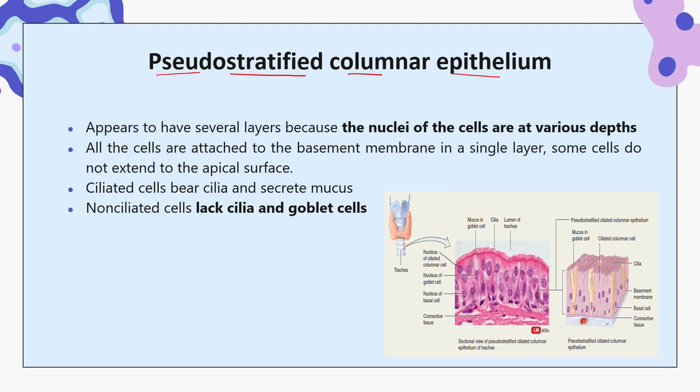So it looks like it has multiple layers of cells on the basement membrane, but all the cells are arranged on the basement membrane in a single layer. Some cells do not extend to the apical surface. Ciliated cells bear cilia and secrete mucus, and non-ciliated cells lack cilia and include the goblet cells.